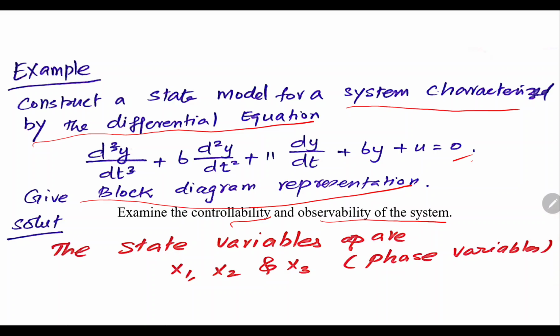Okay. So here they have given a differential equation. For this we are going to find the state model. Here the highest order of the system is 3, so we have 3 state variables x1, x2, x3. Using that we are going to form the state matrix.